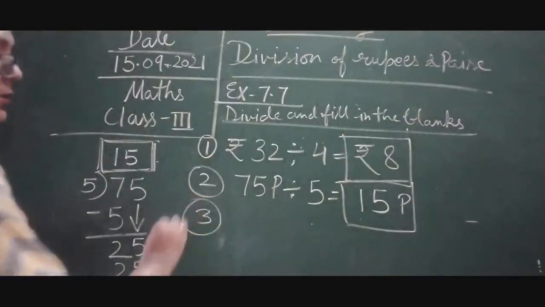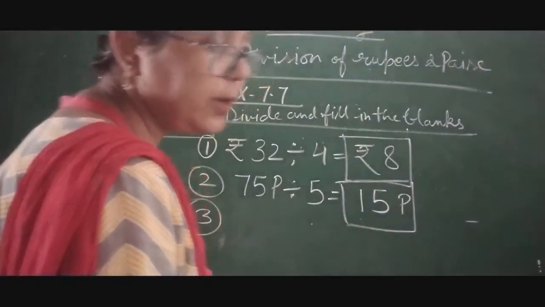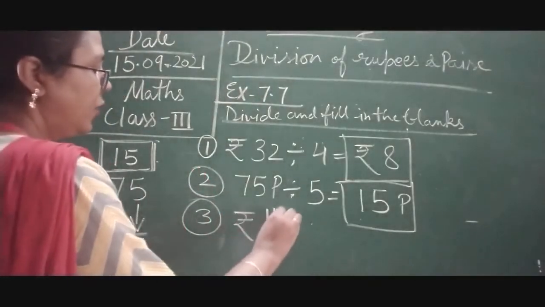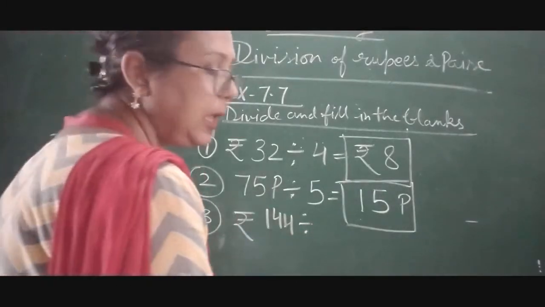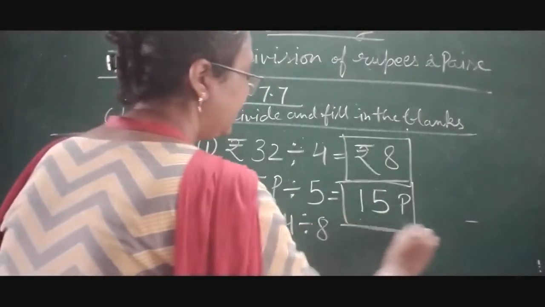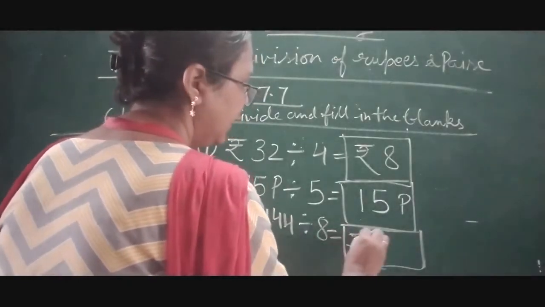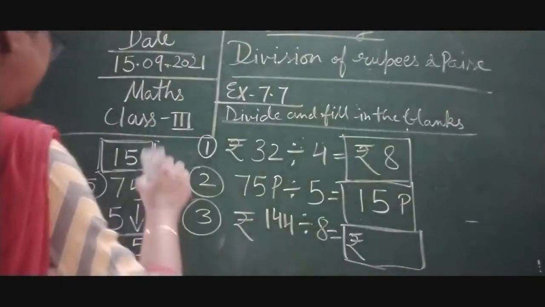Number 3: if you see number 3, you can see rupees 144 divided by 8. And it will come in rupees, children. The answer will become in rupees. Now children, we will do it first.